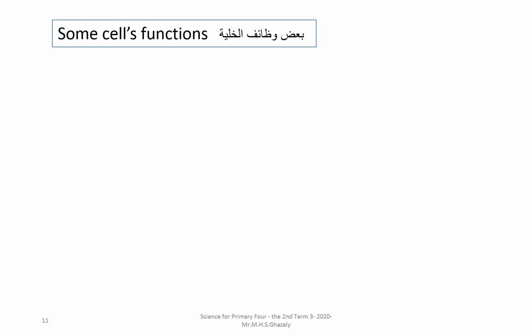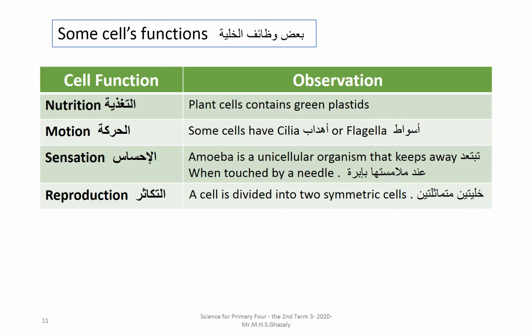Some cell functions بعض وظائف الخلية. Nutrition التغذية. Plant cell contains green plastids. الخلية النباتية بها بلاستيدات خضراء تساعد النبات في القيام بعملية البناء الضوئي.